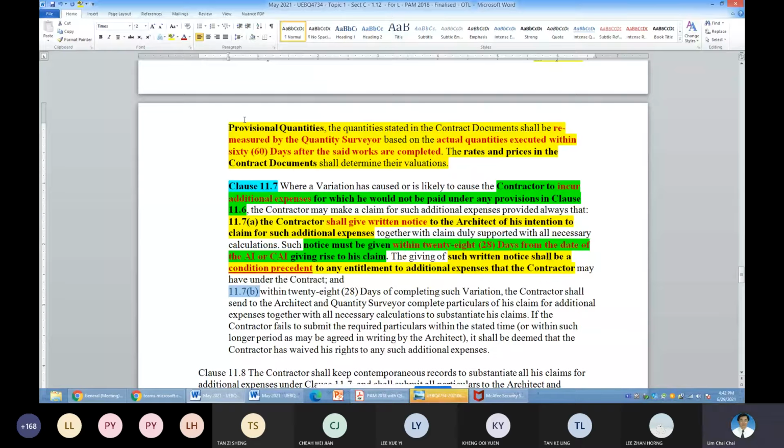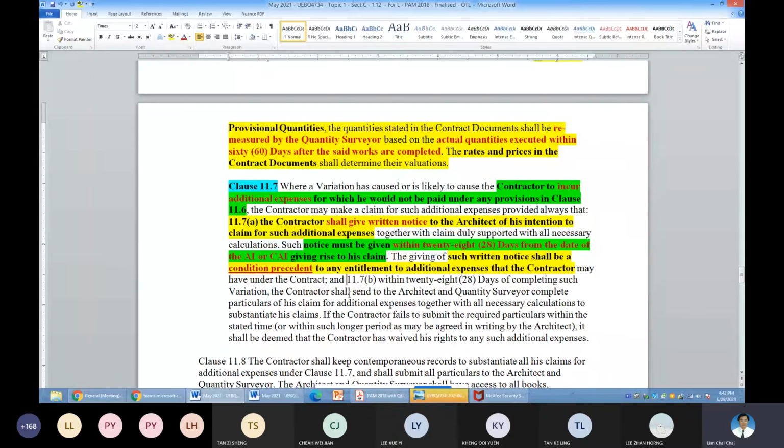So then the next one is 11.7a. 11.7b, that is within 28 days. You complete everything, then you must send it to the architect or the QS. If you already comply with your 11.7a, then your rights are established.